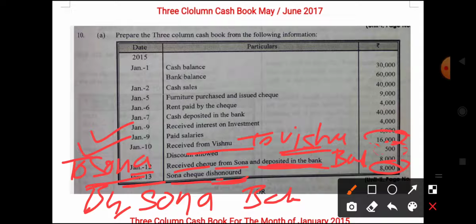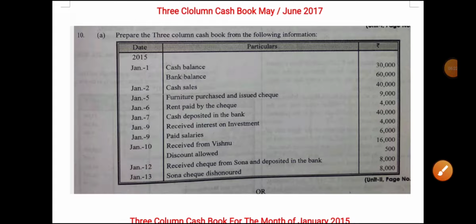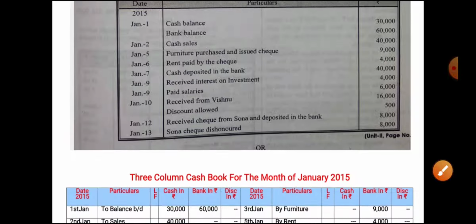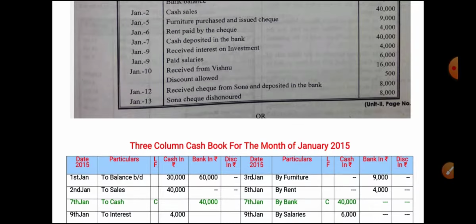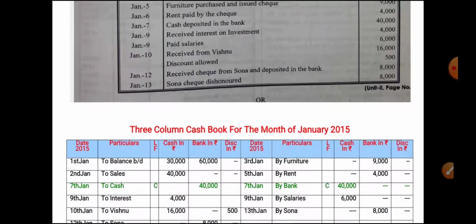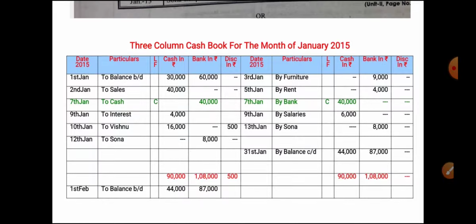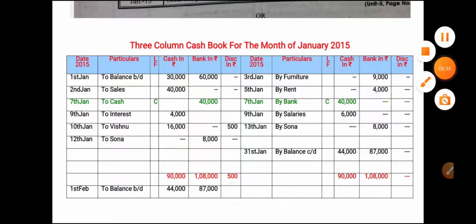So 8000. So in just 6 minutes we have discussed the entire triple column cash book and how to solve it. Now I'll explain each and every transaction. Okay, let us see the answer. I will explain everything one by one, don't worry.